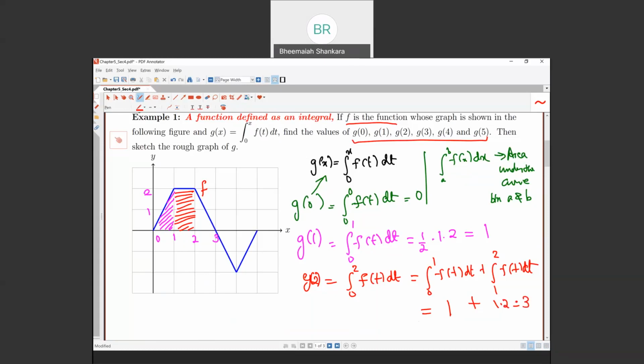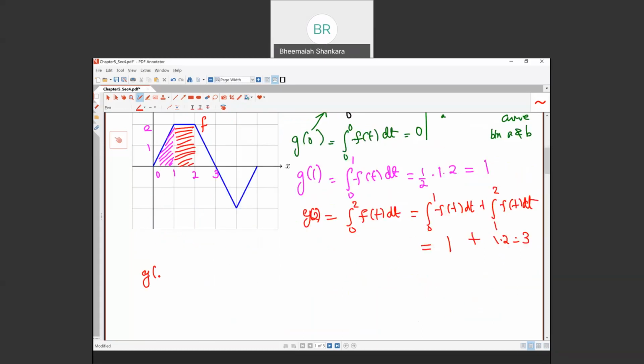Similarly, you can calculate g of 3, the integral from 0 to 3 of f of t dt. You split this integral as 0 to 1, 1 to 2 and then 2 to 3. 0 to 1 we know g of 1 is 1, g of 2 is 3, and similarly you want to calculate 2 to 3. 2 to 3 it's a triangle, so the area will be half times base, which is 1, times height, which is 2, simplifies to 1. When you sum up, you get this area to be 4.